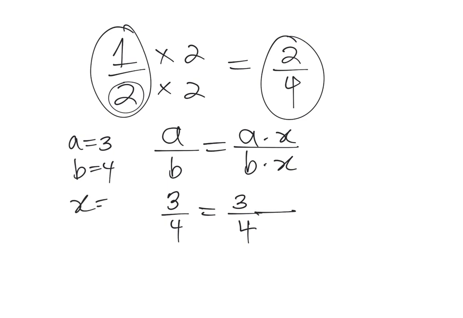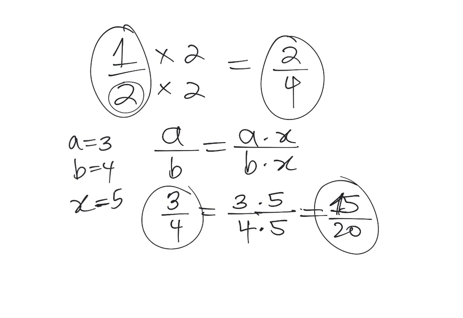So now we're going to pick a number x. Let's say 5. So if I do this, now remember the dot represents a multiplication. So you have 3 times 5, which is 15, and 4 times 5, which is 20. So 15 over 20 and 3 over 4 are the same. They're equivalent. Why? Because we multiplied both the numerator and the denominator by the same number. That's why they're equivalent, and that's how we create an equivalent fraction.